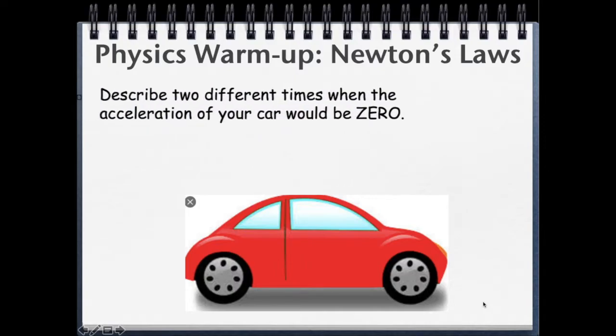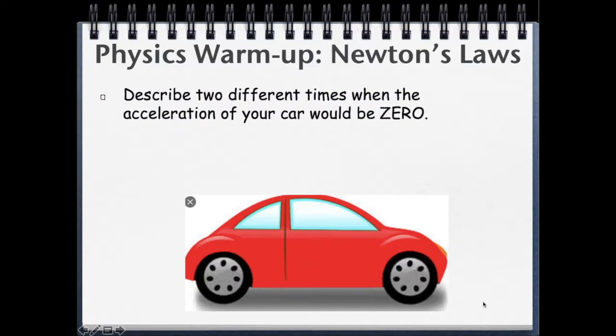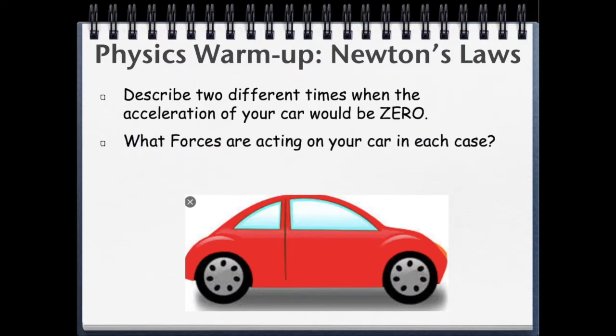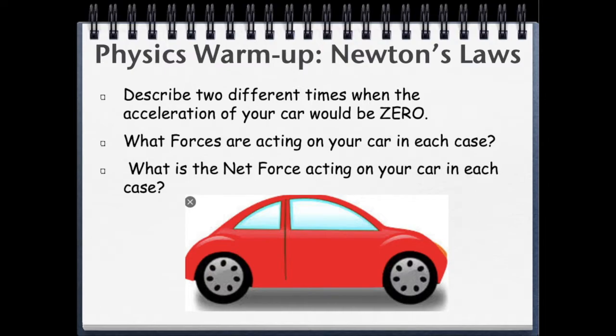So here's the question. It says, describe two different times when the acceleration of your car could be zero. And then what forces are acting on your car in each of these cases, when your net acceleration is zero? And then lastly, what is the net force acting on your car in each case? So go ahead, think through those and hit pause to think it through some more, and then hit play when you're ready.